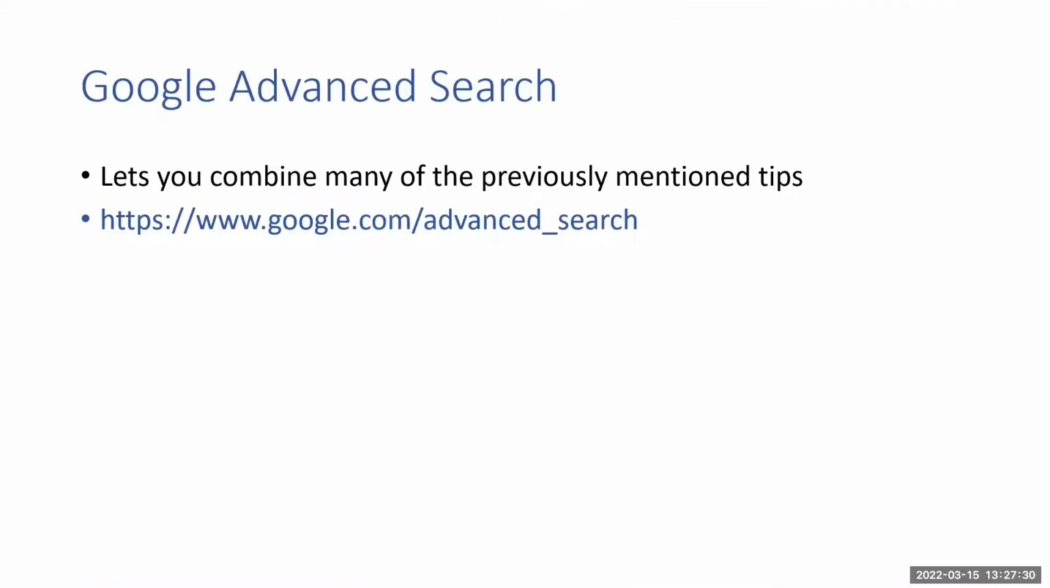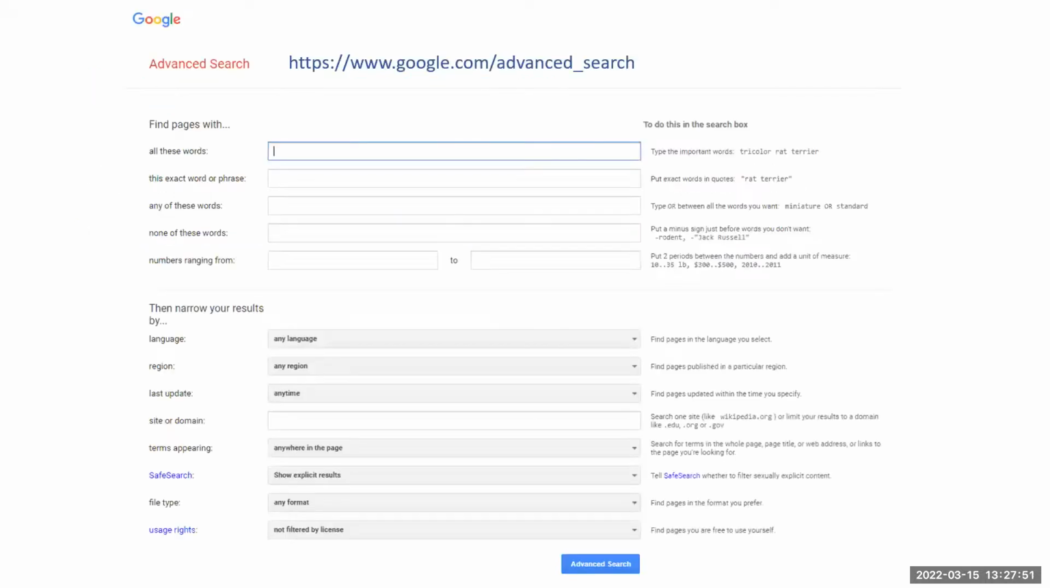And lastly, this Google Advanced Search will let you do almost everything I just showed you, and will let you combine them fairly easily. You can just Google Advanced Search to get to this link, but this is what it is. And I'll show you what this looks like. It looks like this. So where it says all of these words, that's basically sticking an and between all your words.